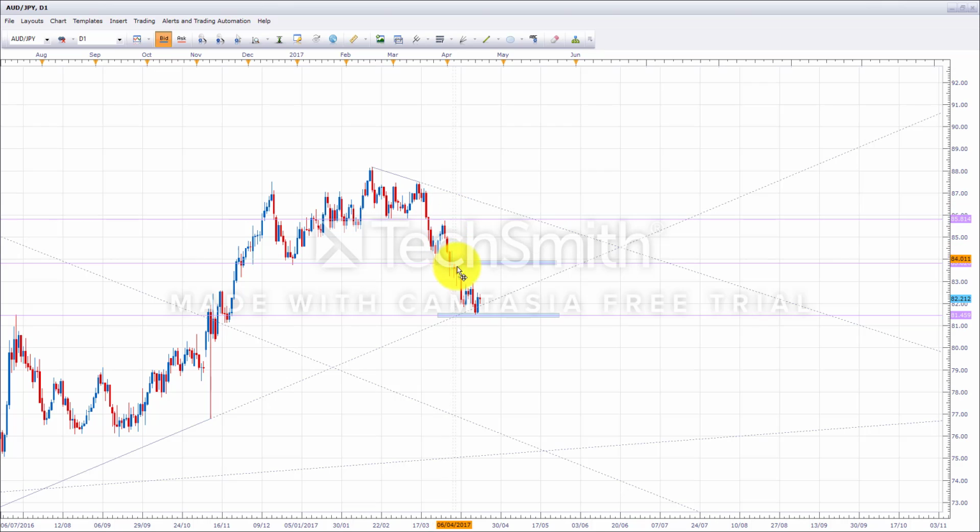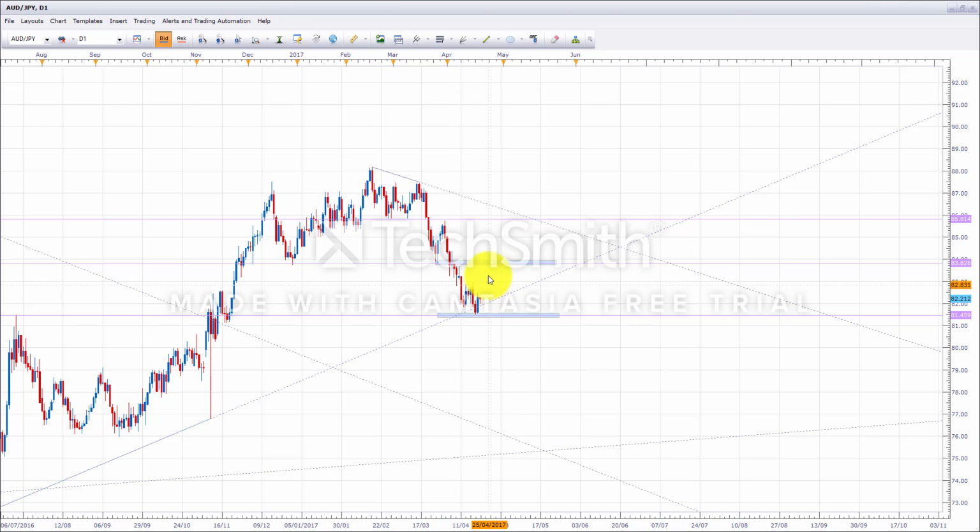Now, as you can see, we got a breakdown below this support level at 83.826, which is this highlighted blue box here. It actually came down to the area of support of 81.459, and also area of support for this upward sloping trend line. So I am looking for a potential bounce now in the Aussie Japanese Yen next week, and I am looking for a move back up to the 83 level, which is here.